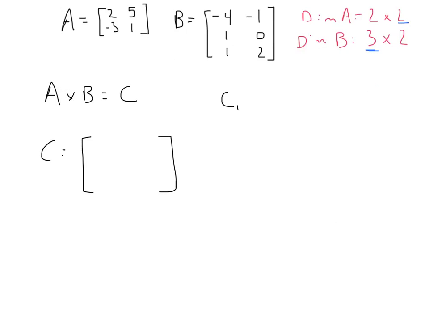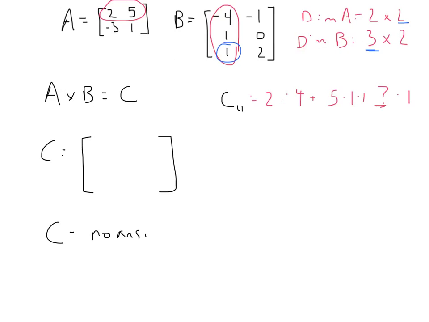To calculate C11, we will take the first row in matrix A and multiply that by the first column in matrix B, and we'll get 2 times negative 4 plus 5 times 1 plus, there's nothing to put here to multiply by that last 1 in matrix B. So that's why we have no answer for this matrix product matrix C.